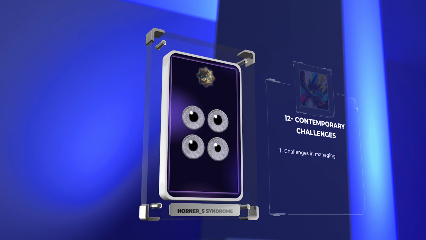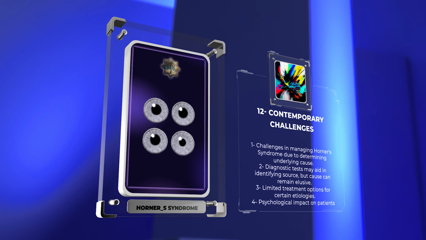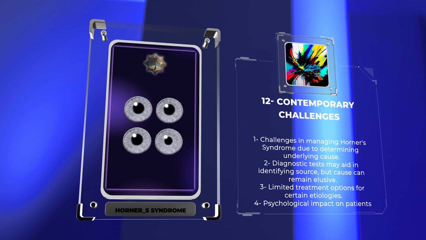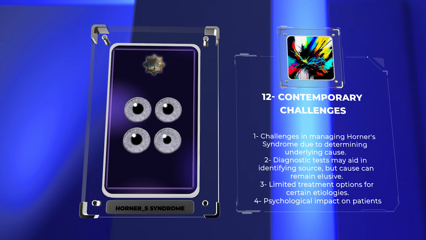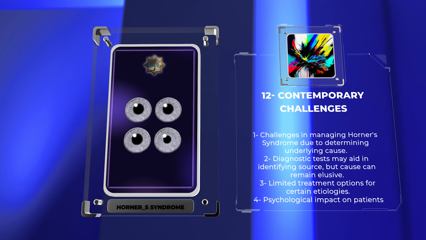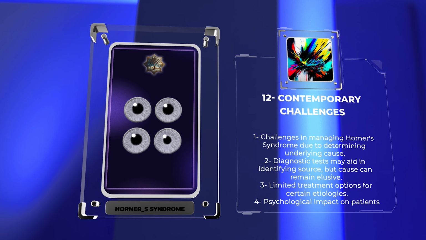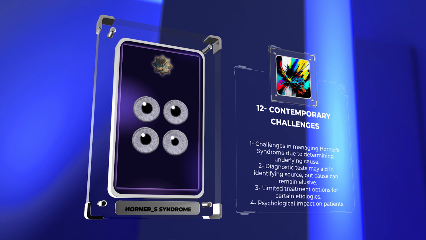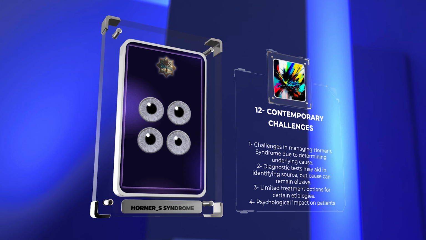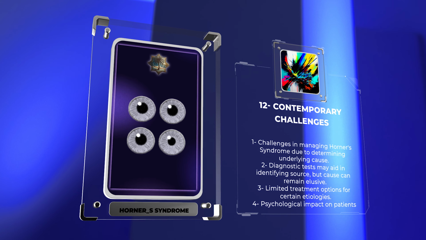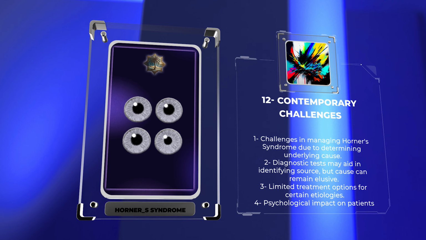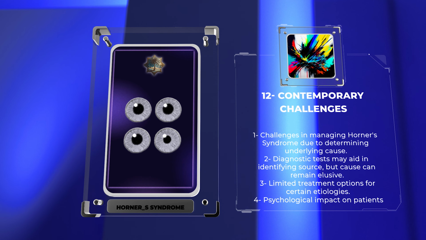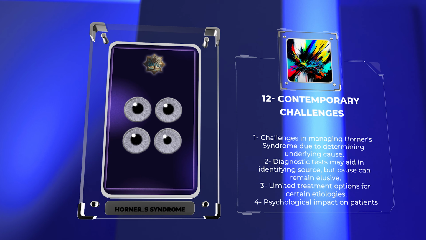Horner syndrome is a rare condition characterized by a triad of symptoms including drooping of the upper eyelid, constriction of the pupil, and a lack of sweating on one side of the face. The primary challenge in managing Horner syndrome lies in determining the underlying cause, which can be vital in guiding appropriate treatment decisions. Diagnostic tests such as MRI scans and physiological testing can aid in identifying the source, but in some cases, the cause remains elusive. This can pose challenges in developing targeted therapeutic approaches. Additionally, certain etiologies, such as tumors, may have limited treatment options available, further complicating management.